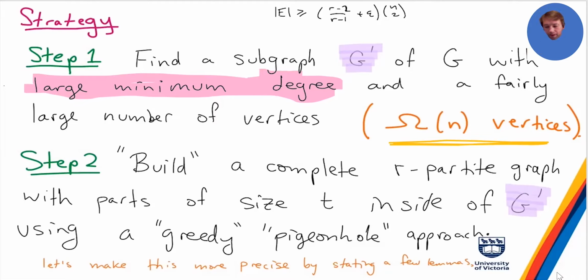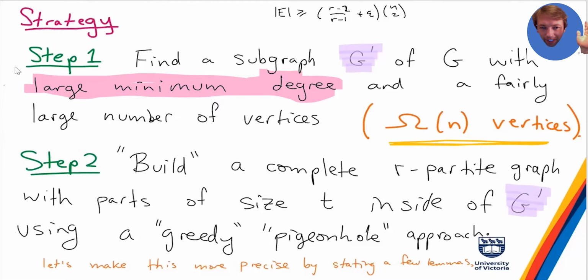Okay. And then the second step is going to be to take this G prime that has large minimum degree and build a complete R-partite graph with parts of size t inside of G prime using a kind of greedy approach and using pigeonhole and stuff like that. And we're not going to get to that today. We're mainly going to focus on step one, but that's where we want to get to.